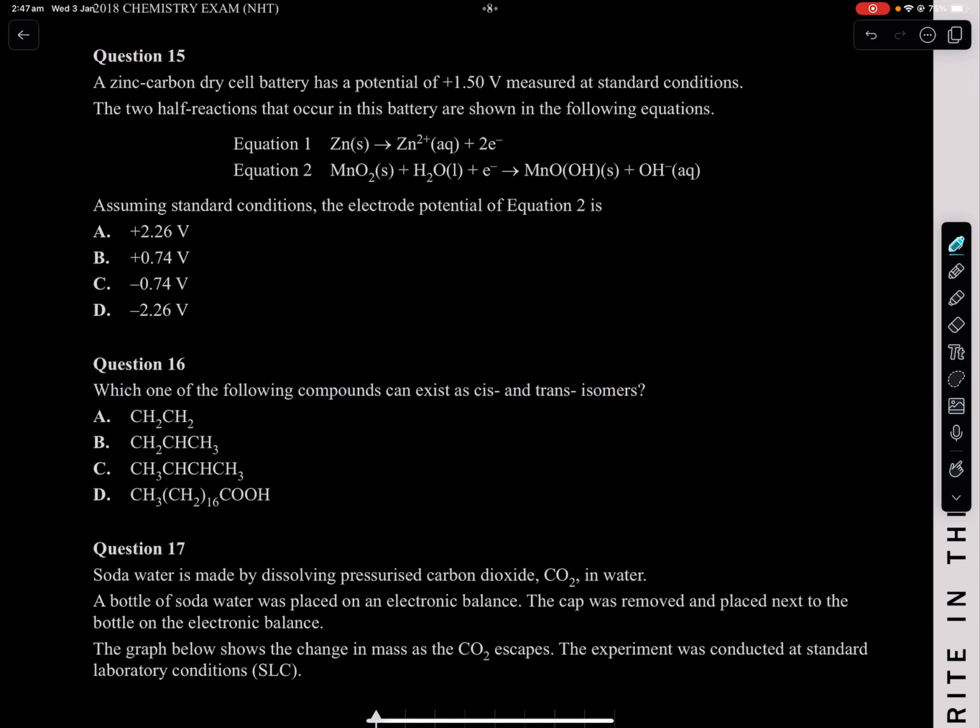Question 15. A zinc carbon dry cell battery has a potential of 1.5 volts, measured at standard conditions. The two half reactions that occur in these batteries are shown in the equation. Okay, so this is your oxidation.